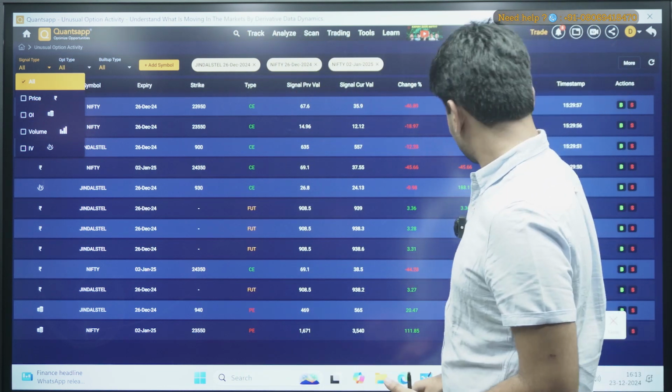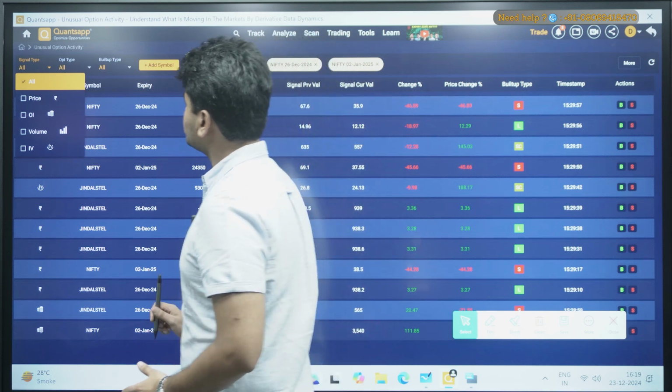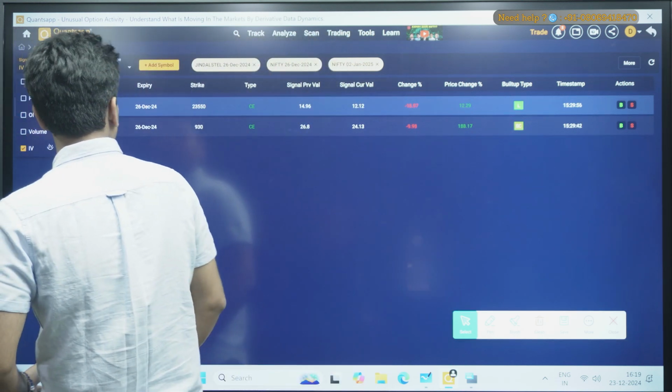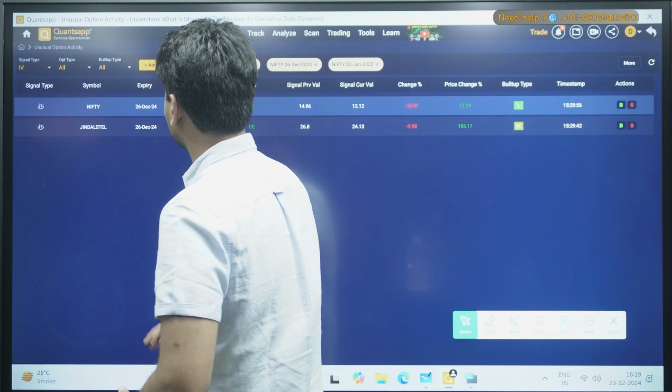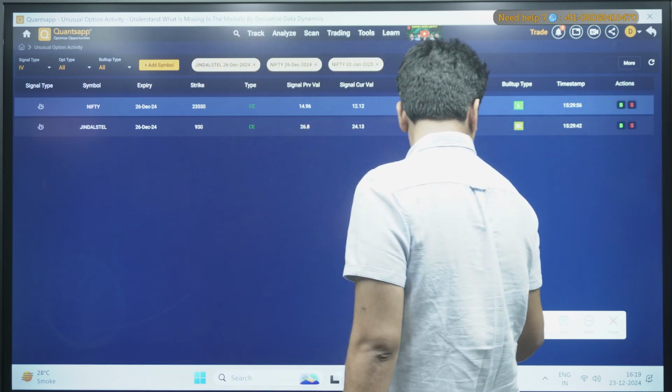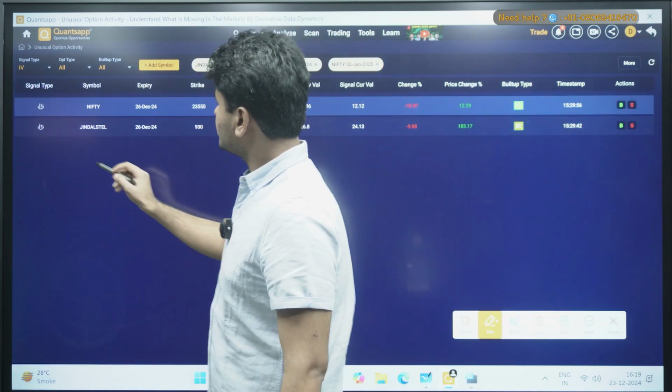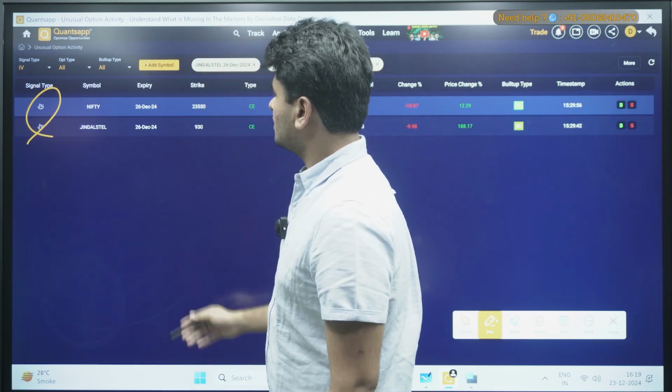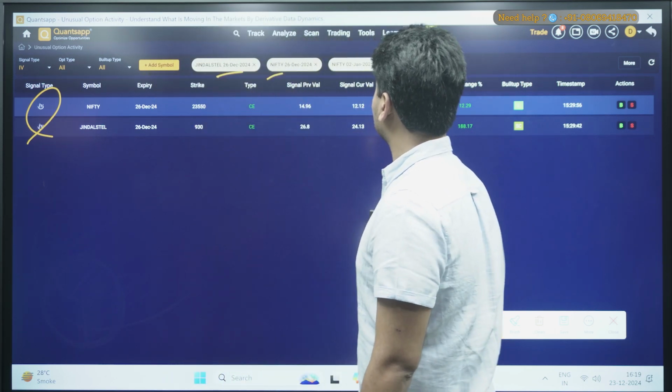And as you can see, we'll go on the page. Okay, so I'll just change it to IV. Okay, so for IV we are not having multiple signals here. So we are seeing the change in the IV now. I've added two symbols here.